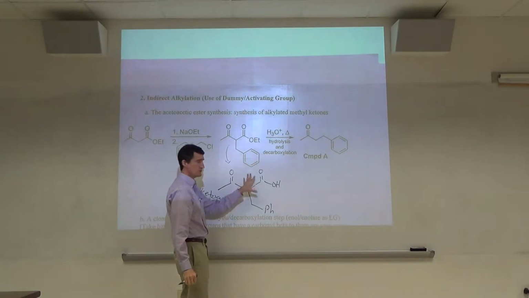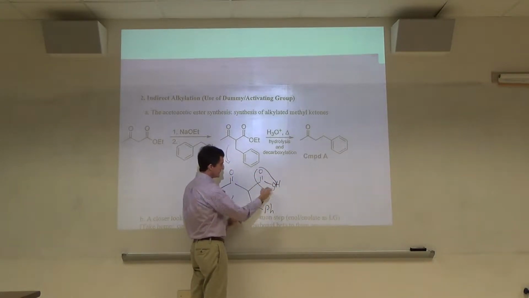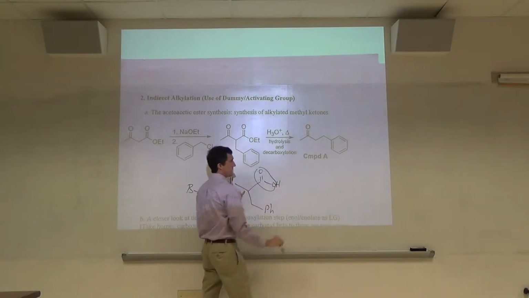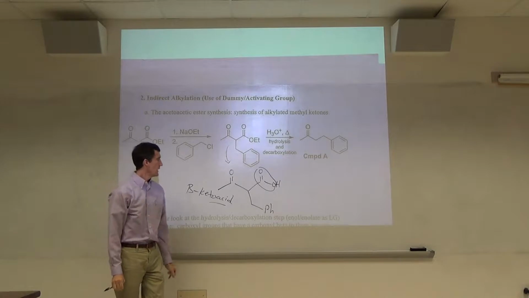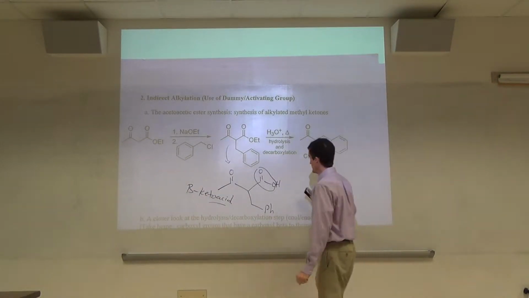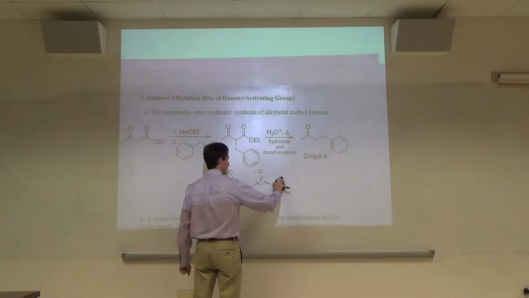Beta keto acids are prone to decarboxylating. We'll lose CO2. Here's the CO2 right here. Carbon with 2 oxygens. The H will end up here. When the H ends up there, what do we get? We get that molecule there. Okay, how does decarboxylation happen? We're under acidic conditions, so we're not going to deprotonate anything.